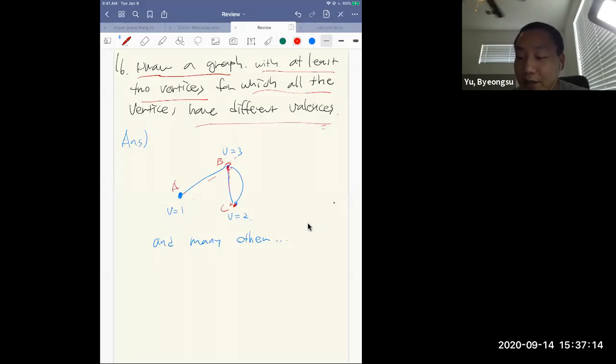And you can take many more examples. For example, this one is also a graph with 2 vertices, and the balances of this one and this one are not the same, right? Here the balance is 3, and the balance is 1. Or if you want, then yeah.